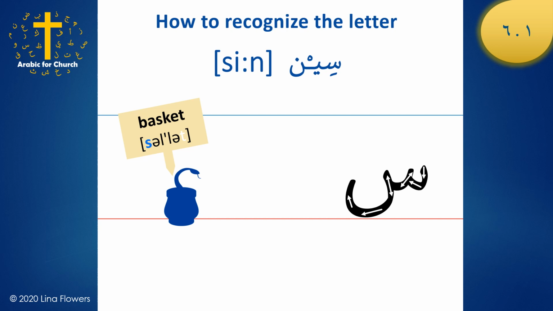The way to write the letter Sin starts in the middle of the vertical space with a couple of dips that end with a third big dip. This second part looks a bit like a snake charmer's basket in that it's deep and round. And the letter Sin is the first letter in the word Salla, or basket.